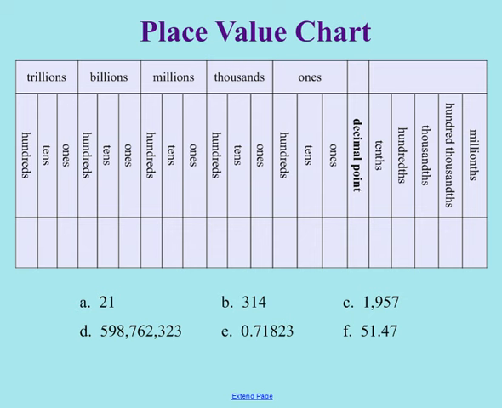Part B is 314. 314 would have the 3 in the hundreds place, the 1 in the tens place, and the 4 in the ones place. 1,957 would have the 1 in the thousands place, the 9 in the hundreds place, the 5 in the tens place, and the 7 in the ones place.